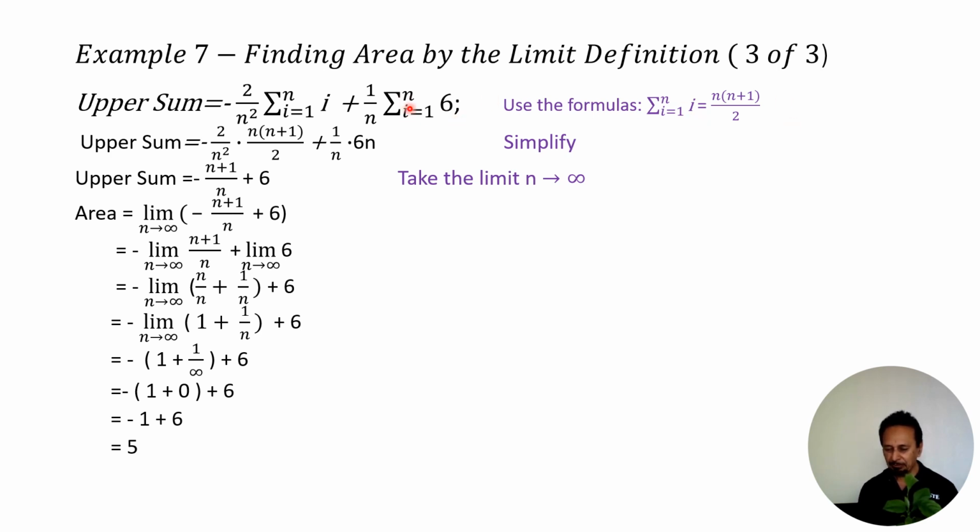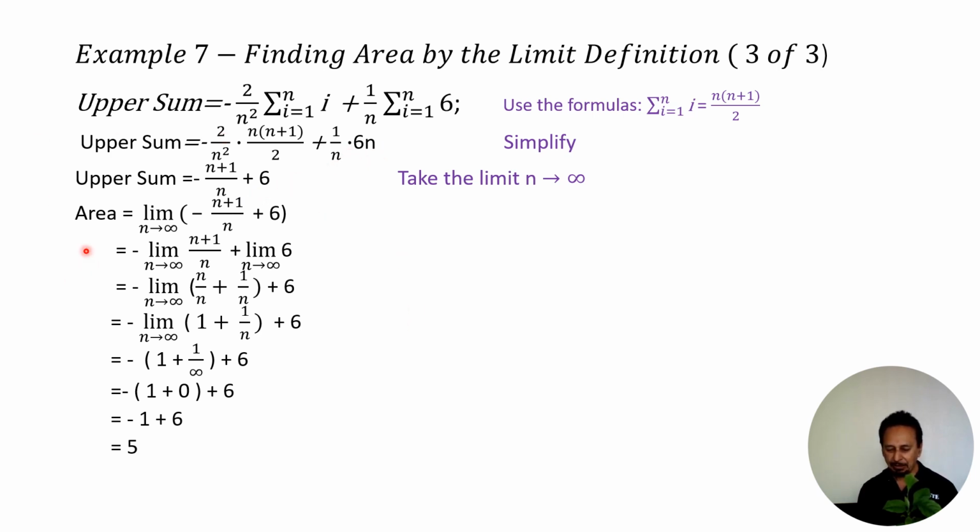Now we're going to apply this formula, because we're going to replace this summation by a simple expression. The summation of i we know is n times n plus 1 over 2. So we get minus 2 over n squared times n times n plus 1 over 2, plus 1 over n times, for this one, we need another formula: 6 is a constant, multiplied by n, so 6n. Now we simplify. The n and n squared cancel out to leave an n, and the 2 cancels with the 2, so you get minus n plus 1 over n. And this n cancels out, so it becomes plus 6.